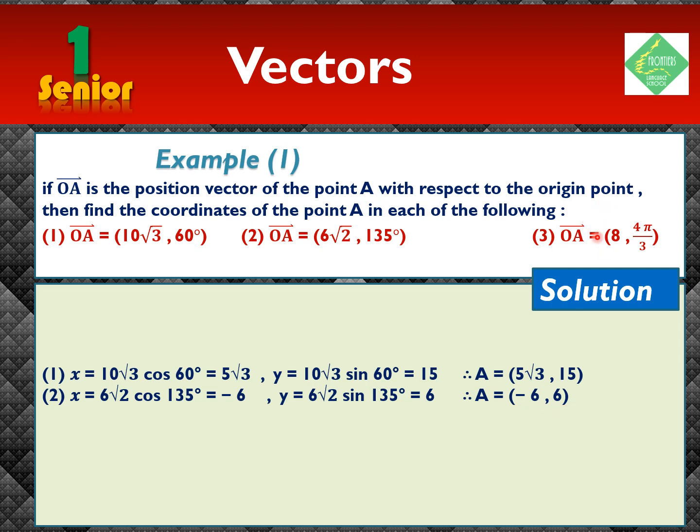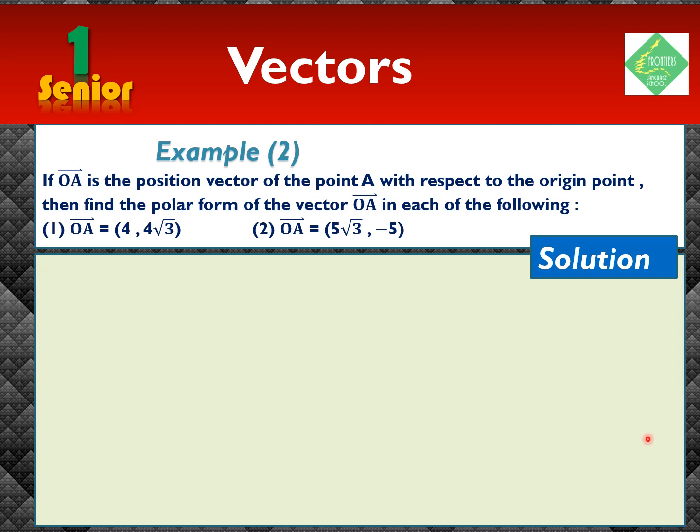By the same way, OA equals 8 and 4 pi over 3. So we are going to calculate the x coordinates by multiplying the norm, which is 8, by cosine of the angle 4 pi over 3. And we are going to get the y coordinates, which is 8 multiplying sine 4 pi over 3. We will get negative 4 and negative 4 root 3. So the point A will equal negative 4 and negative 4 root 3.